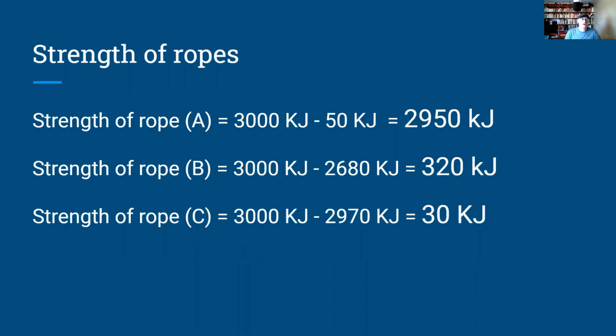The actual strength of the ropes, you'll notice, for A would have ended up being 2,950 kilojoules to break the rope, for B was 320 kilojoules, and 30 kilojoules to break rope C. You'll notice that the ropes themselves are of different strengths. Rope A ended up being the most difficult one to break free because it took that much more energy. And you'll even notice that 320 is about 10 times greater than the 30 kilojoules. You'll even notice that this is almost 3,000, almost 10 times larger than the strength of rope B. So it gives you an idea of the strength of those ropes.